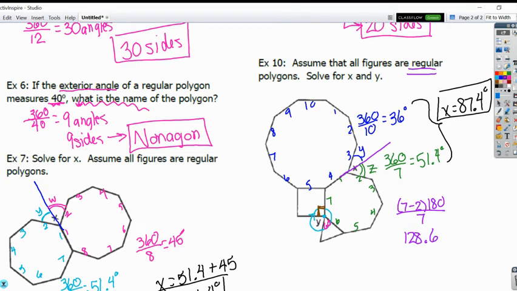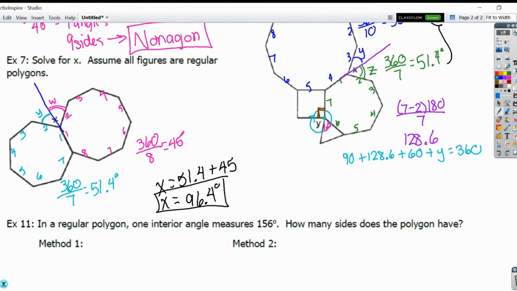128.6. So to find y, we've got to make sure that all of these items have that 360 total that we need. So my 90 from the regular quadrilateral and my 128.6 from the regular septagon, heptagon, whichever you prefer to call it, plus the 60 from my regular triangle, plus the y that I'm looking for, need to have that 360 total for us. So we will keep that going, and with a little bit of calculations, then my y value would be 81.4 degrees.